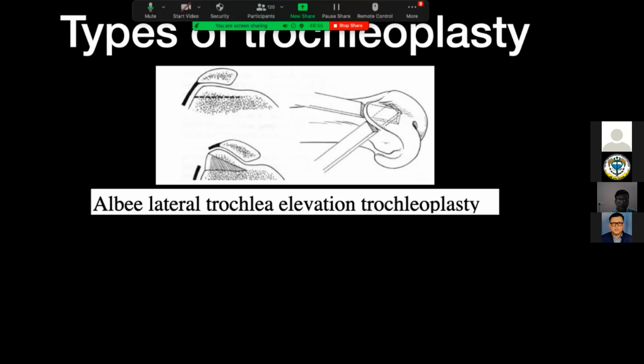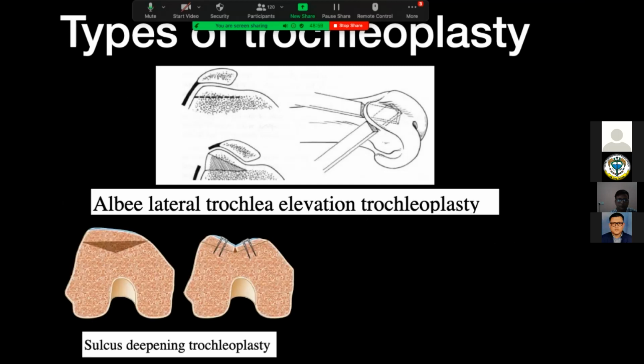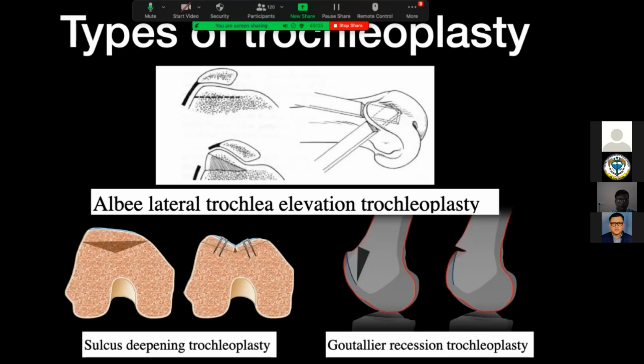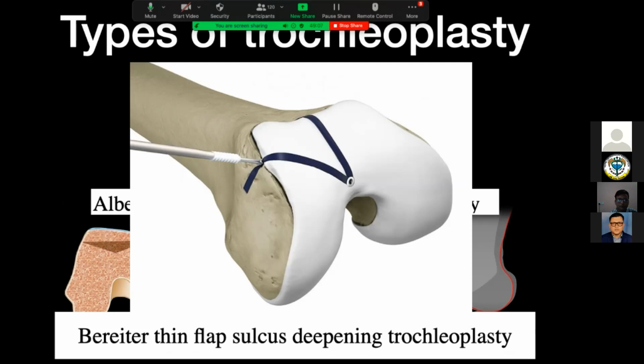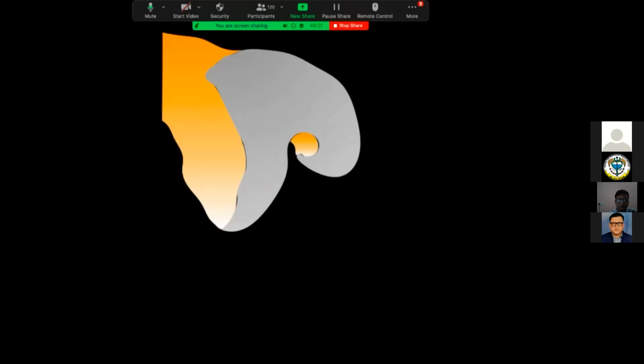First one is Albee, in which the medial femoral condyle is elevated. Second one is sulcus deepening trochleoplasty described by Dejour and Massey. And another is Goutallier recession trochleoplasty. Nowadays, the famous one is Verdonk thin flap sulcus deepening trochleoplasty, which is the modification of the sulcus deepening procedure of Dejour. And we modified this particular technique.